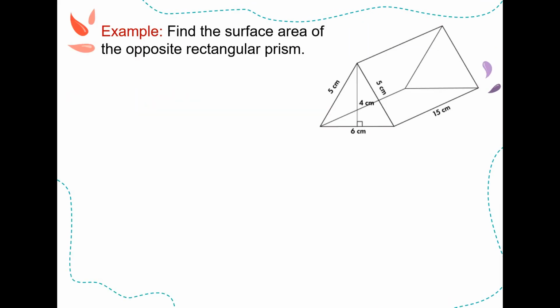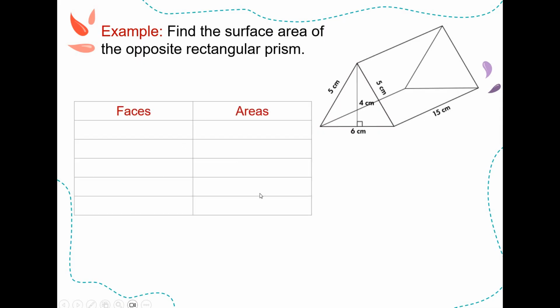Okay, let's see this example. I have here a triangular prism just like this one, with its dimensions, and I want to find its surface area. How can I find the surface area of this one? Now I will use this table. This table consists of 2 columns and how many rows? I have here 5 different rows.